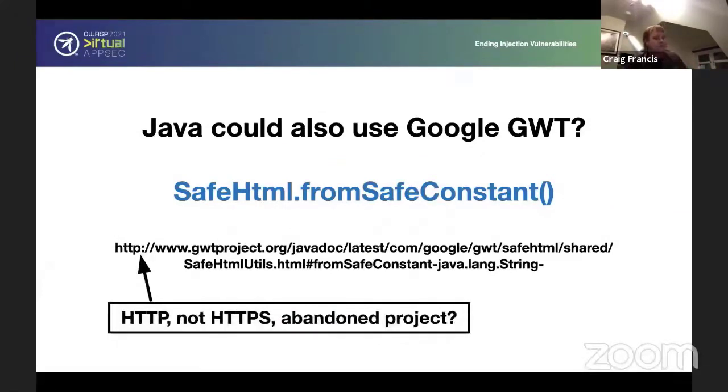There is also for Java a project called Google GWT, where there is a safe HTML from safe constant method. I couldn't get this working, and I have a feeling this project might have been abandoned quite a while, considering they haven't actually even updated it to use HTTPS, which for a Google project is questionable.